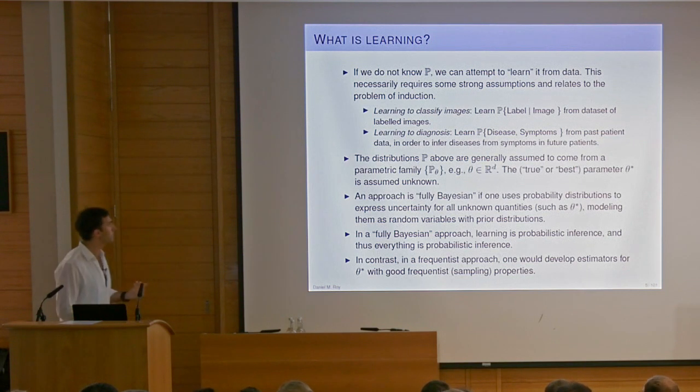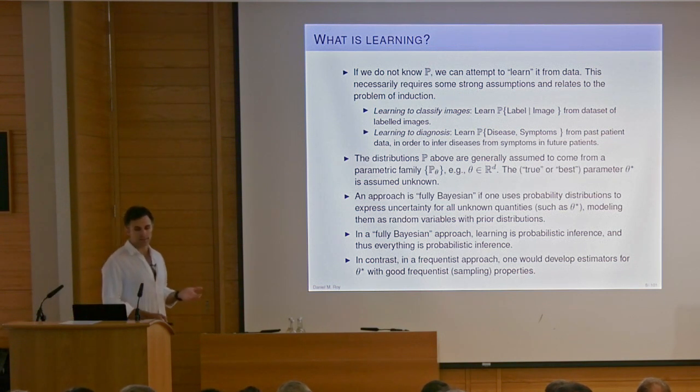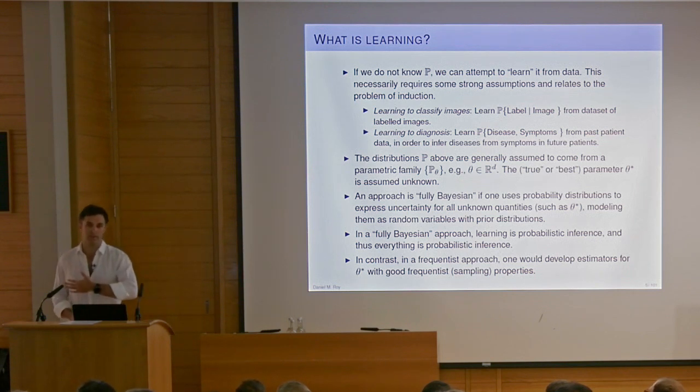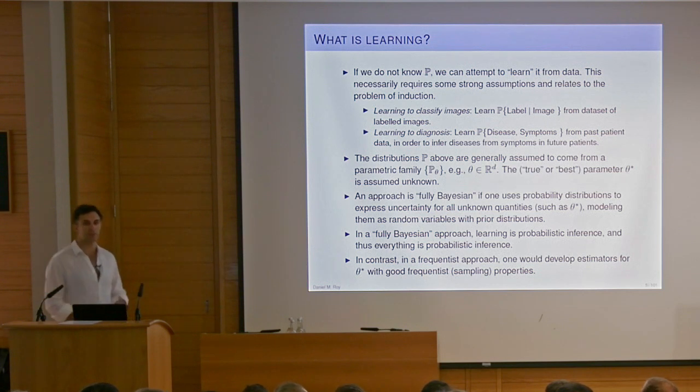That's a classic one. All right, so we don't know the P. We want to learn it from the data. And necessarily, this leap from data to the distribution requires some strong assumptions. We don't, in some sense, really solve the problem of induction here. We just kind of assume it away, give ourselves enough structure, IIDness and things like this.